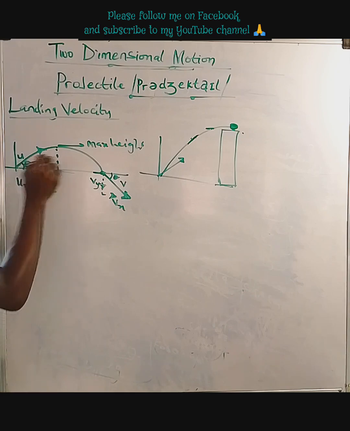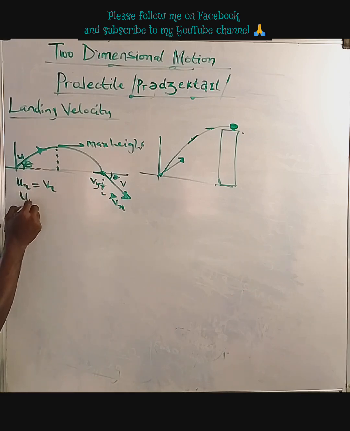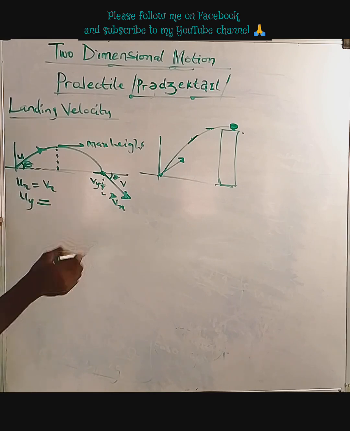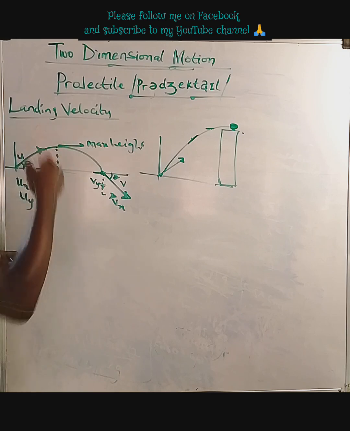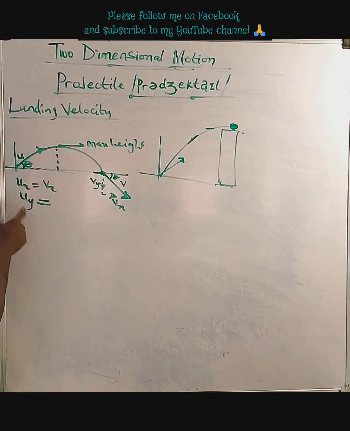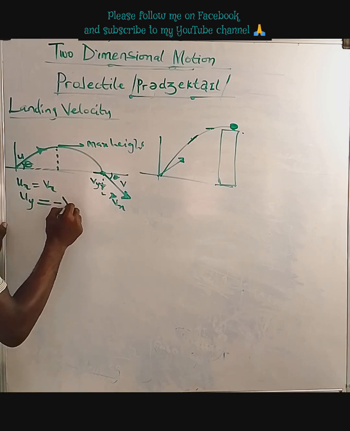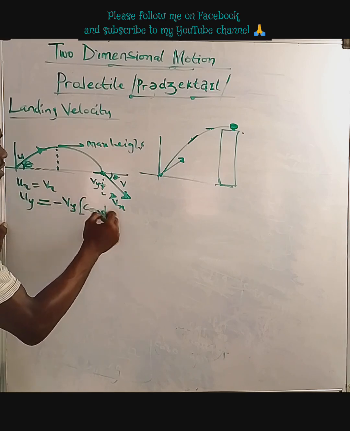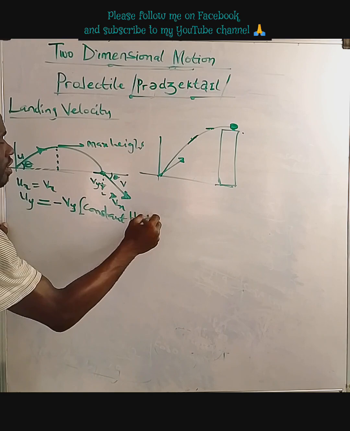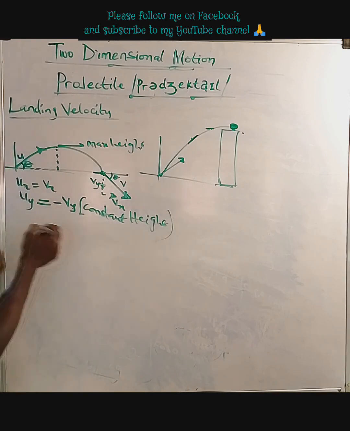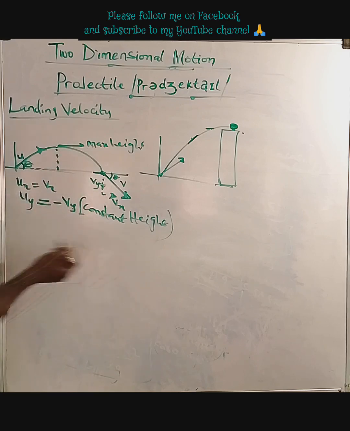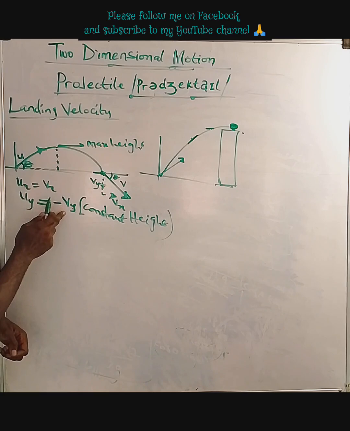Now, the initial speed along the y-axis is quite conditional, contingent on whether the heights are the same. The initial velocity along the y-axis is going to be the same as the final velocity along the y-axis, provided we have a constant height. It gets to this max height and falls back. You understand? The only difference is that it's going to be negative.